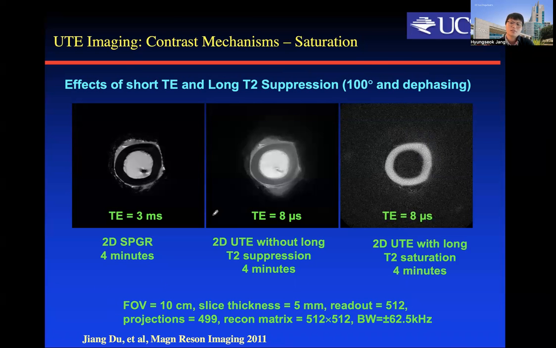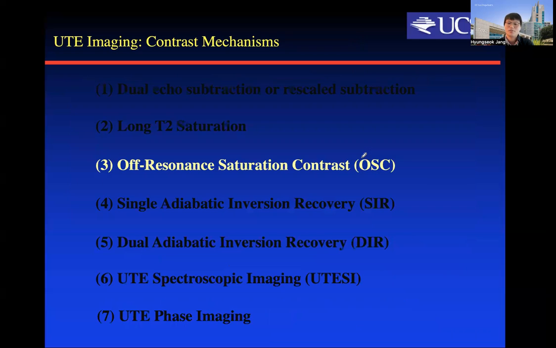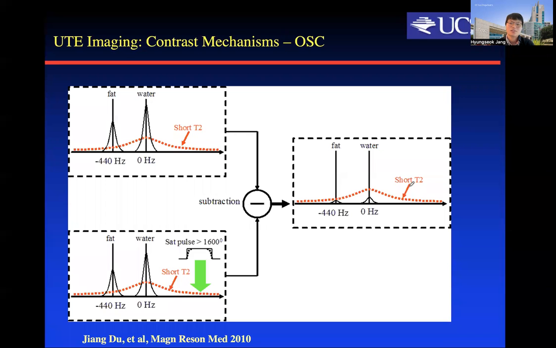So this is an example with a long T2 suppression, without long T2 suppression, and with long T2 saturation, right? You can see that the bone marrow and the surrounding soft tissues are gone, right? We're using this saturation technique. This is very useful. And also another thing is the off-resonance saturation contrast.